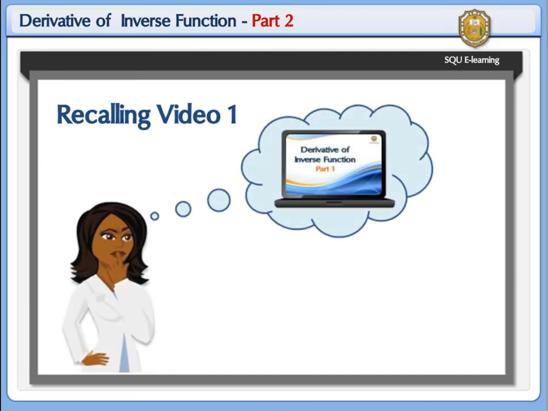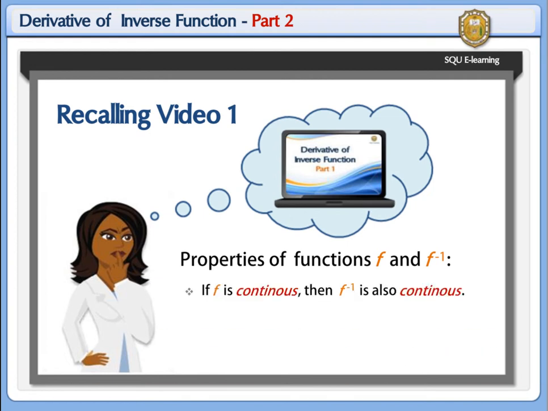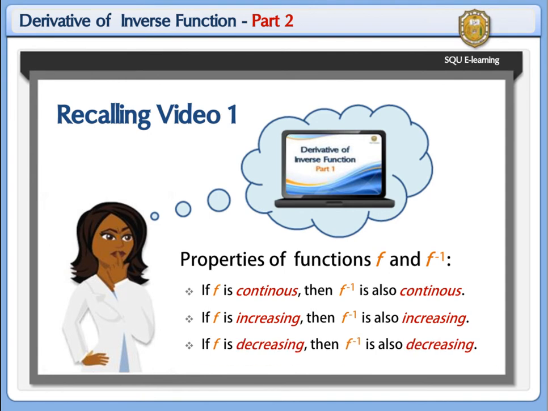In the first video, we talked about the function f and its inverse and what are the properties that these two functions share. For example, if f is continuous, then f inverse is continuous as well. If f is increasing function, then f inverse is increasing as well. And if f is decreasing function, then f inverse is decreasing as well.